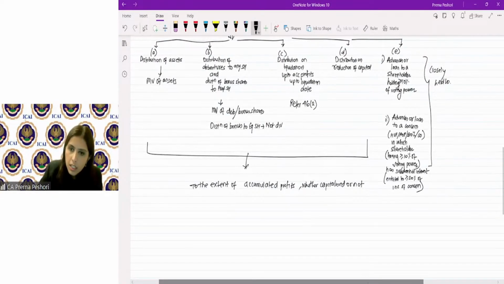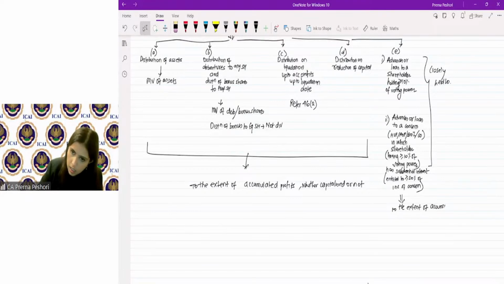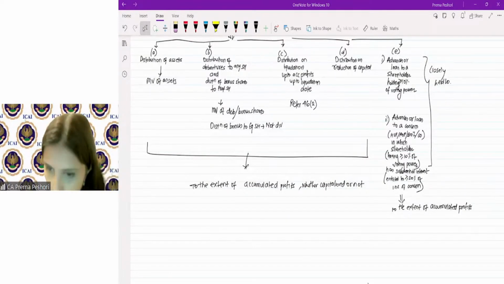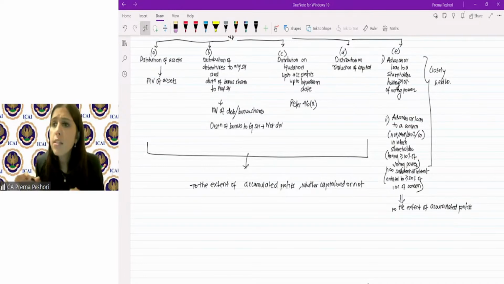So here I am just writing to the extent of accumulated profits. Fine. So any advances or loans to the extent of accumulated profits will be deemed to be the dividend. Now, what is the meaning of accumulated profit? The accumulated profit means all the profits of the company which are distributable as dividend. Only in the case of liquidation, you have to consider up till the date of liquidation.